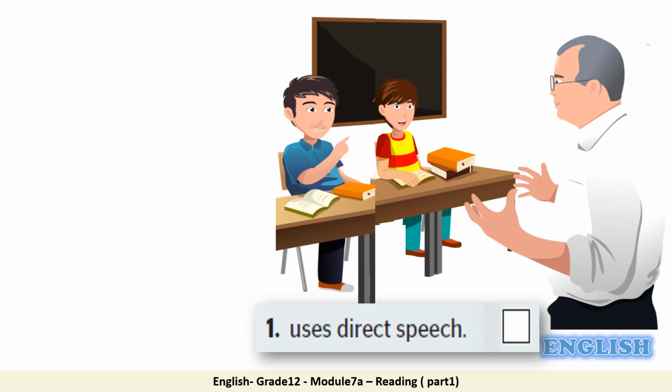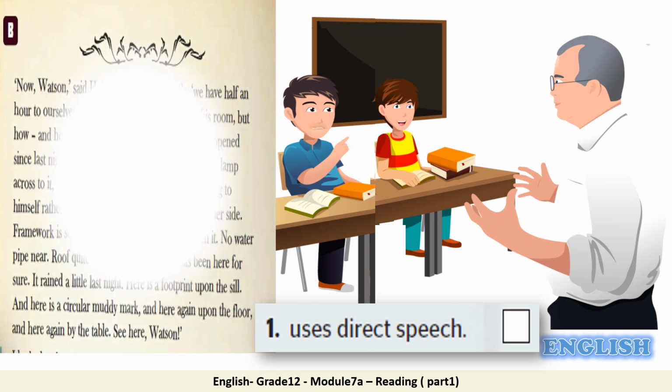Text B is the one where direct speech is used. This text is a part of a story, as we said before, where such a feature is commonly used to make the story vivid and lifelike. Let me provide you with evidence, sir.